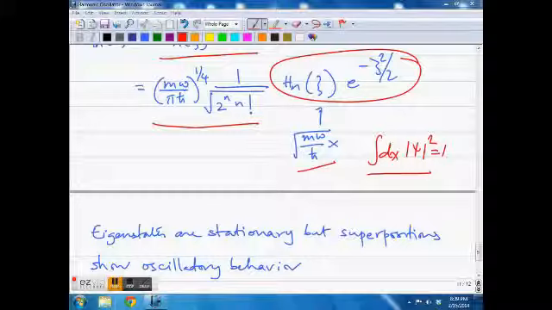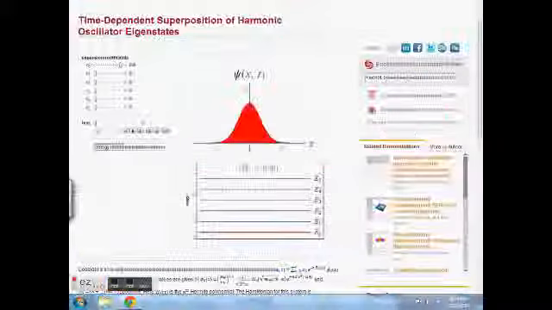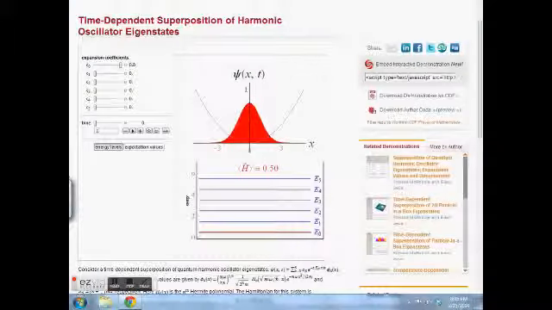But on the other hand, if we make superpositions of them, they will show oscillatory behavior, which will remind us of the harmonic oscillator in its classical incarnation. So let's look here at a simulation available from Mathematica's website of the time dependence of different wave functions. So up here are the coefficients that multiply the 0th, 1st, 2nd, 3rd, 4th, 5th state. So you can see right now I have it set so the only piece of the wave function is in its ground state, which is therefore an eigenfunction.